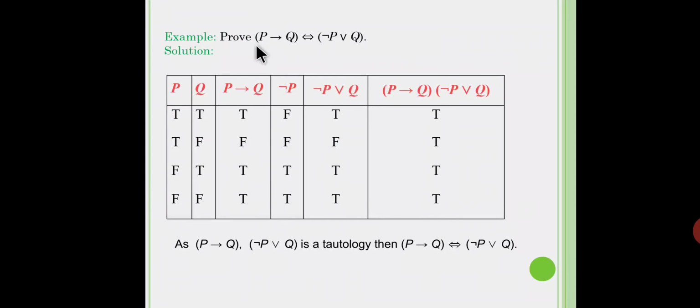Another example: prove P → Q is equivalent to ¬P ∨ Q. This is very important, and very useful in solving problems. Here also we have two variables, so four possible truth value combinations. P has truth values true, true, false, false, and Q has truth values true, false, true, false.